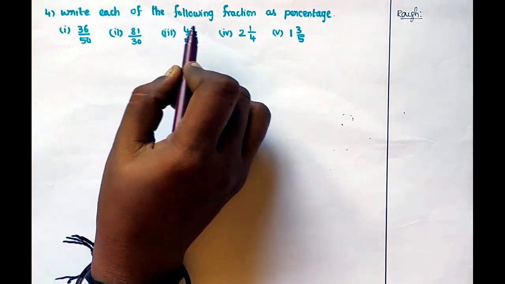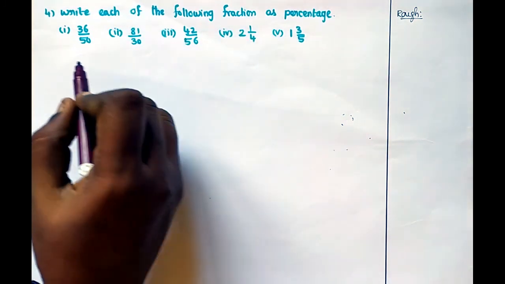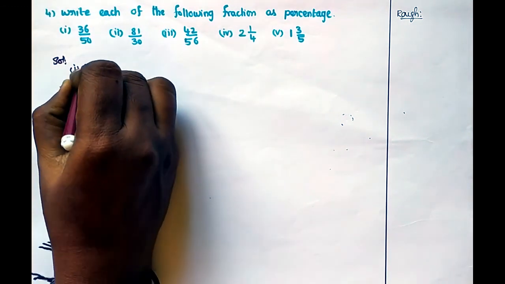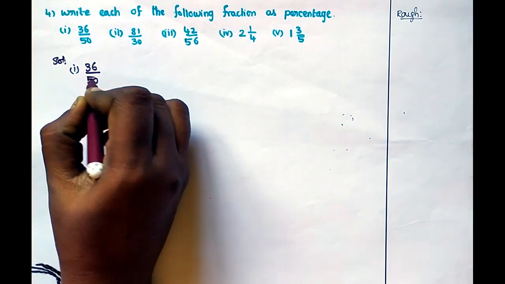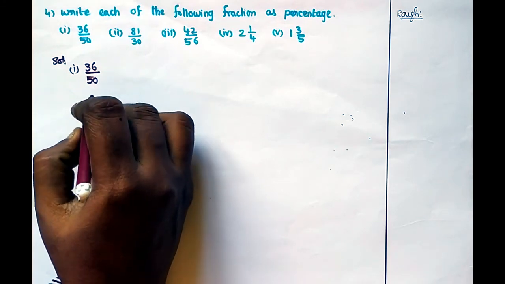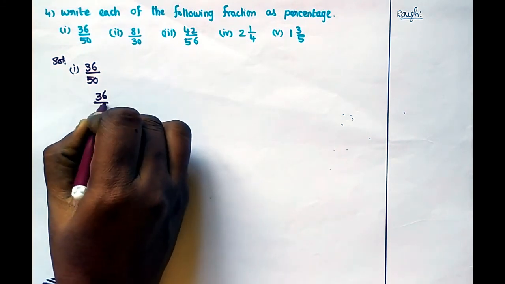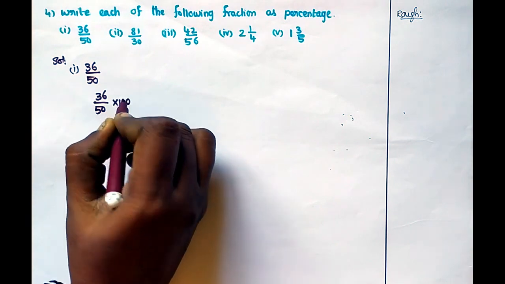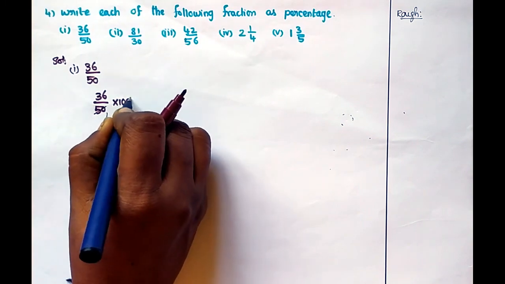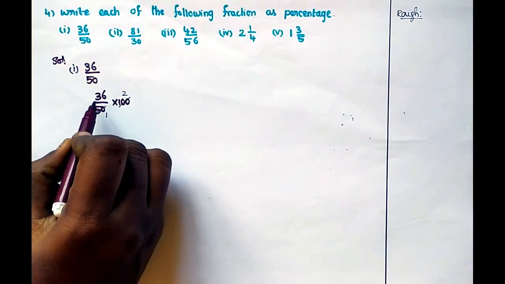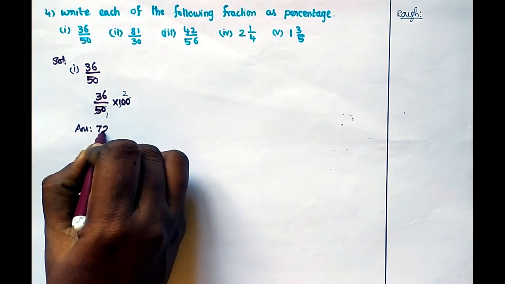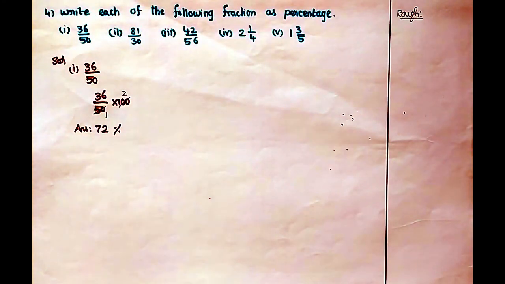Fourth sum, write each of the following fractions as percentage. They have given a fraction, so we have to find out the percentage for that. First one, 36 divided by 50. How will you find it in percentage? That means 36 divided by 50 into 100. Listen, this cancellation. 1 50 is 50, 2 50s are 100. So 36 into 2, 72 percentage. That is the answer.